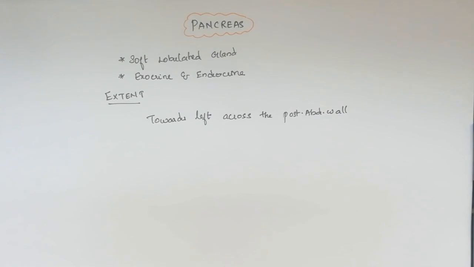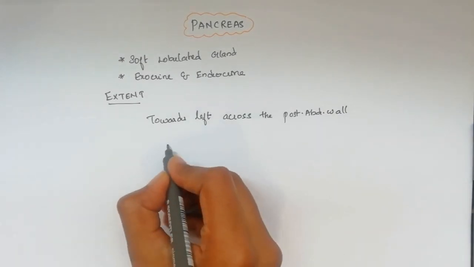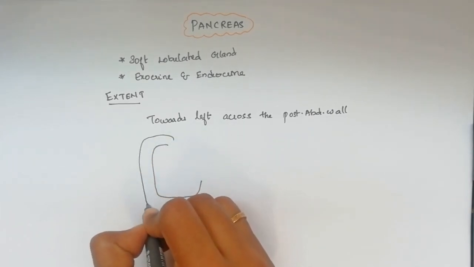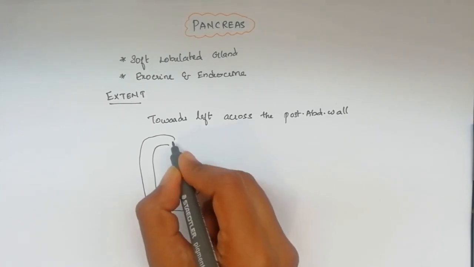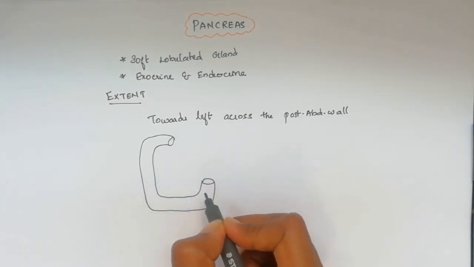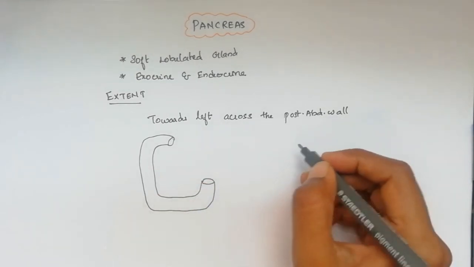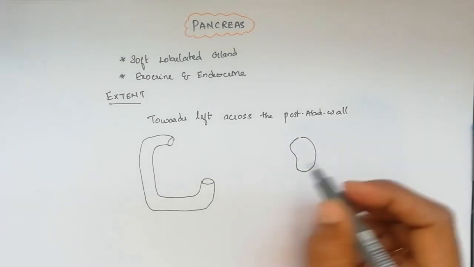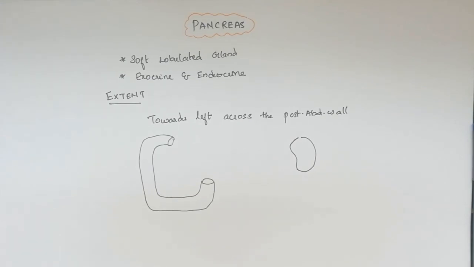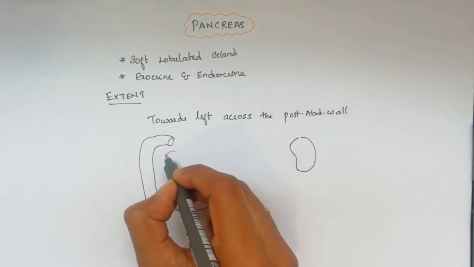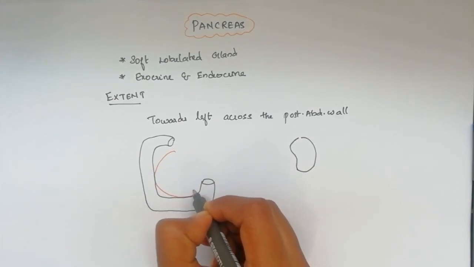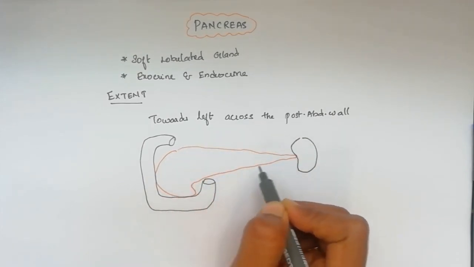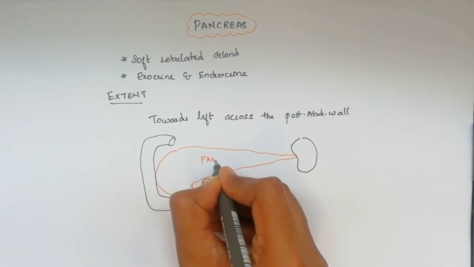I will show you a picture. We have an organ called the duodenum, which is a part of the gastrointestinal tract. This is the concavity of the duodenum, on the right side, and on the left side we have another organ called the spleen. Our pancreas is going to extend from the concavity of the duodenum to the hilum of the spleen. So this is the extent of the pancreas.